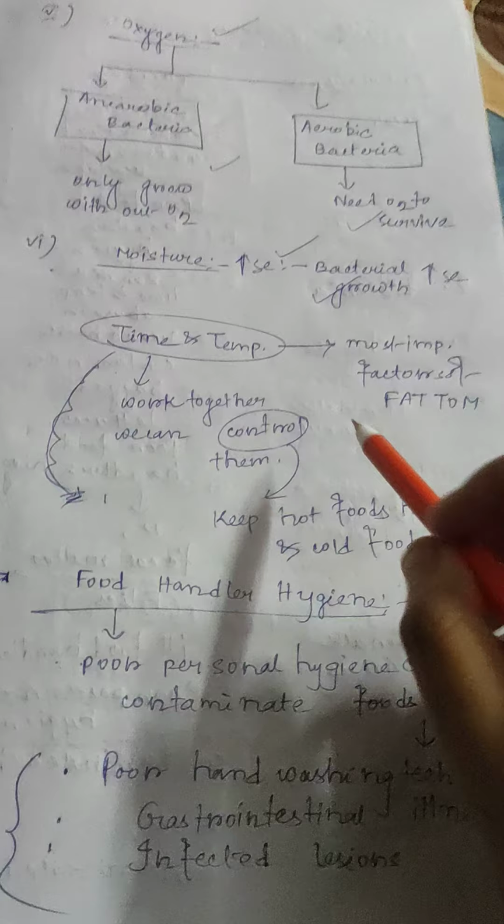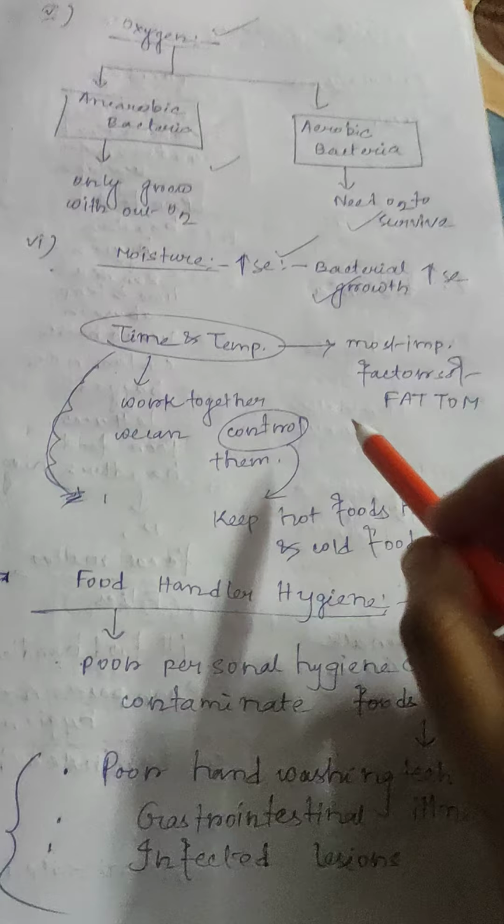Temperature: bacteria grow rapidly in the temperature danger zone. That is the range of 41 degrees Fahrenheit to 135 degrees Fahrenheit, or 5 degrees Celsius to 57 degrees Celsius.